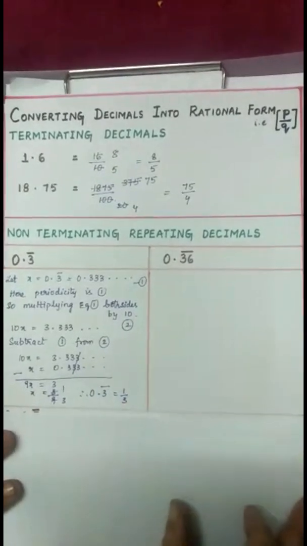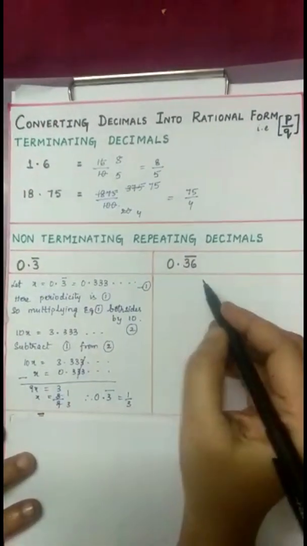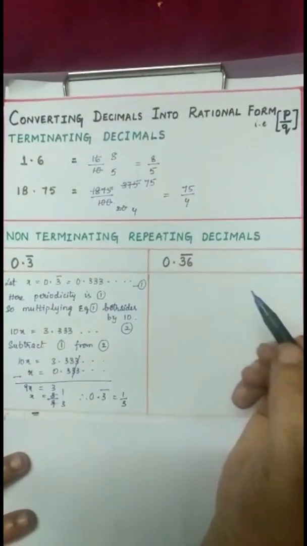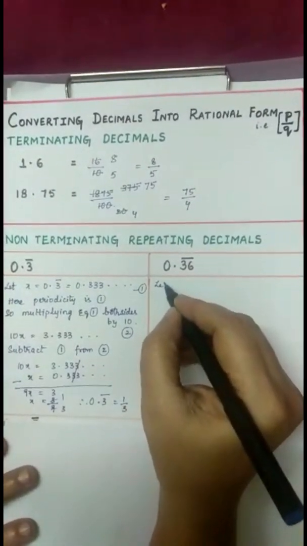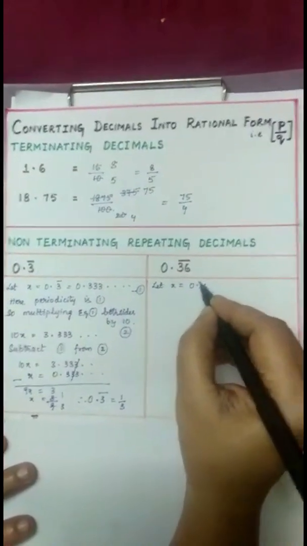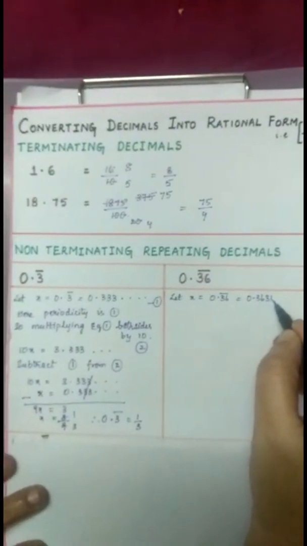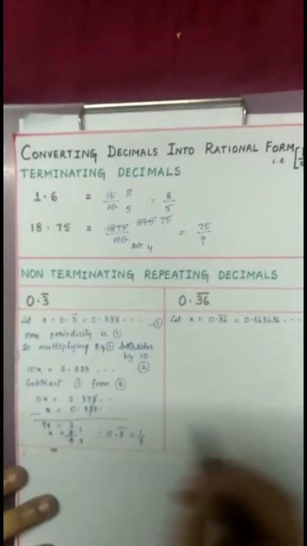Now let us convert 0.36 bar into the form of p by q. Here we have two places in the recurring part. It means the periodicity is 2. Now let us see how to do this. Again we consider x is equal to 0.36 bar. It means 0.36, 36, 36 and so on. Now this is your first equation.